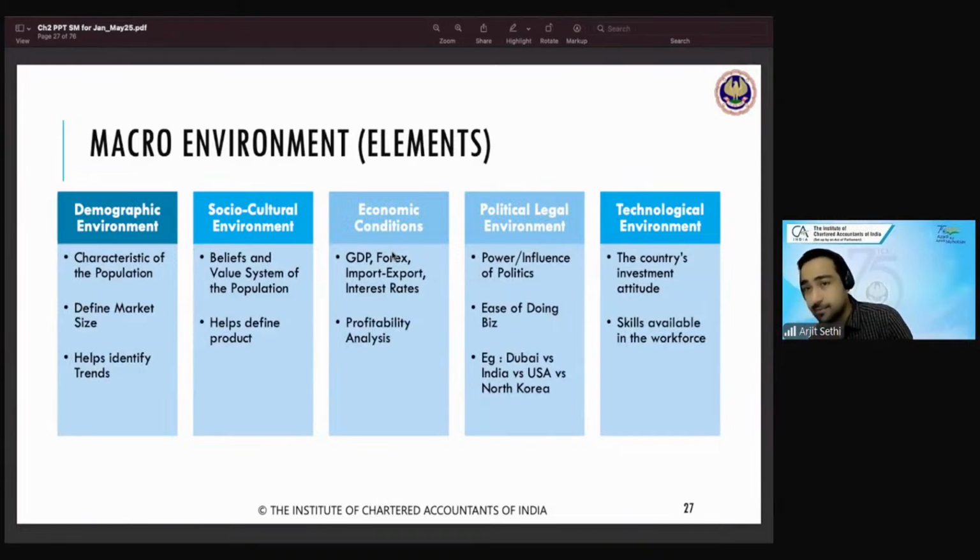Which element helps in building a great product? Technological, socio-cultural. Okay. What else? I want more answers, my friends.